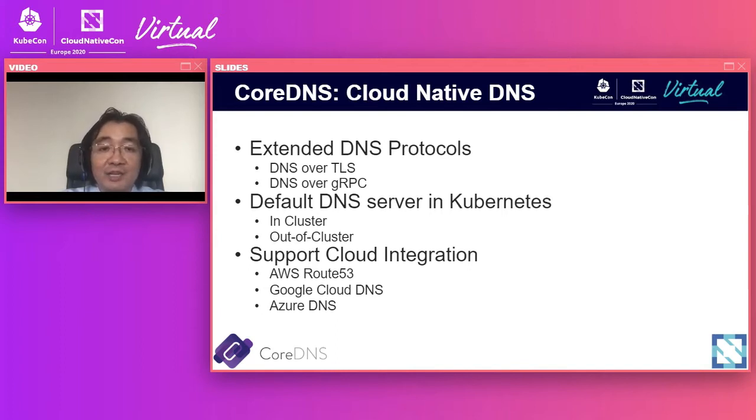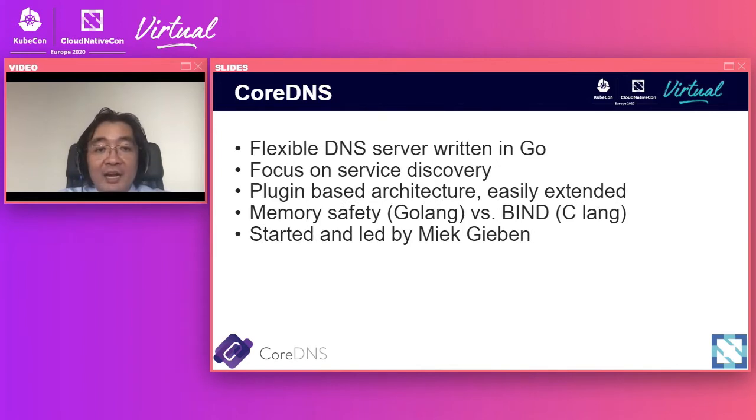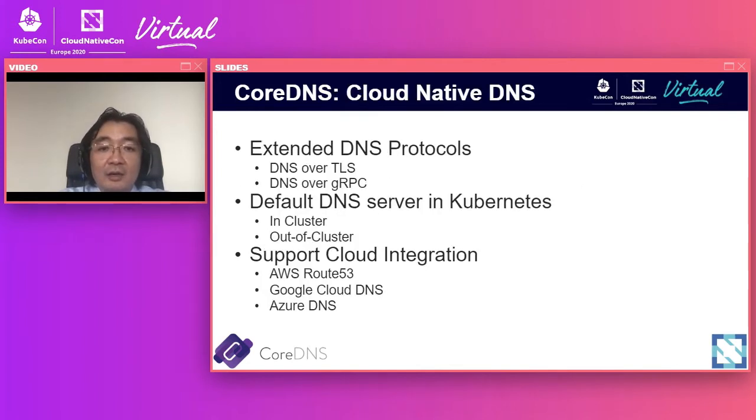Another big point of CoreDNS is that it is the default DNS server in Kubernetes. As some of you might already know, CoreDNS has been shipped as a part of Kubernetes distributions since several versions ago. And if you use Kubernetes, you are going to use CoreDNS for your service discovery.